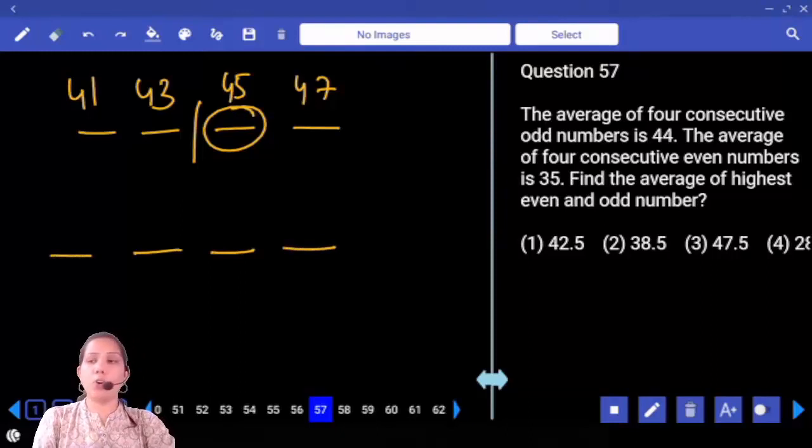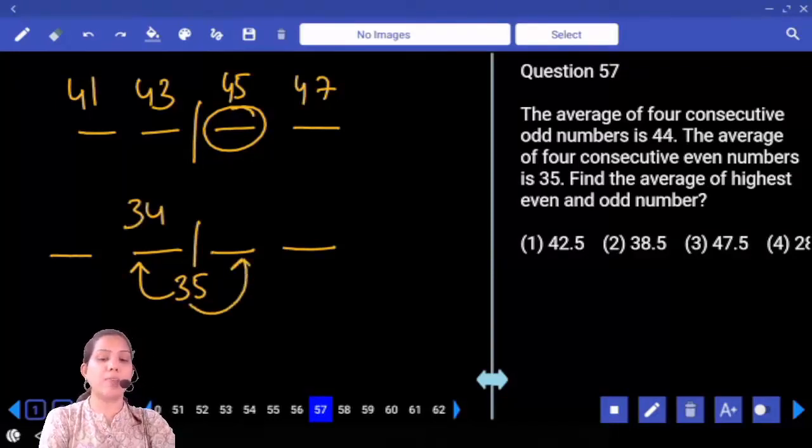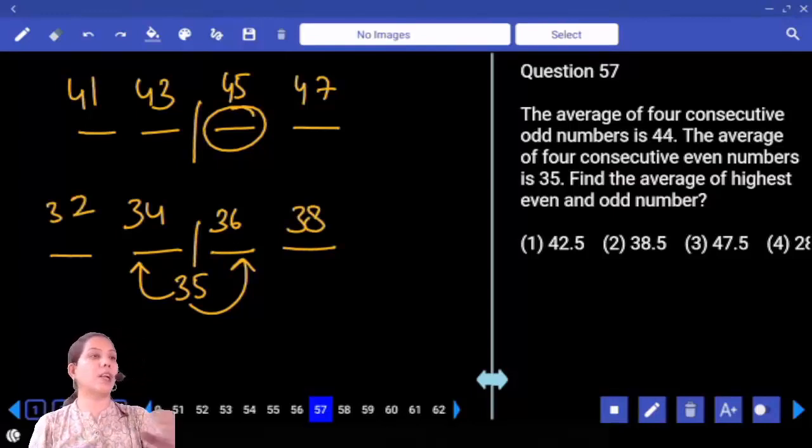The average of 4 consecutive even numbers is 35. So this number is equal to 35. Before 35, what is my even number? 34. After 35, what is my even number? 36. What is the next even number? 38. What is the before even number? 32.